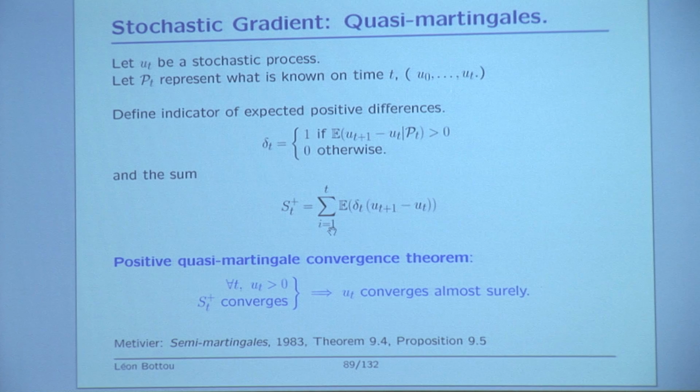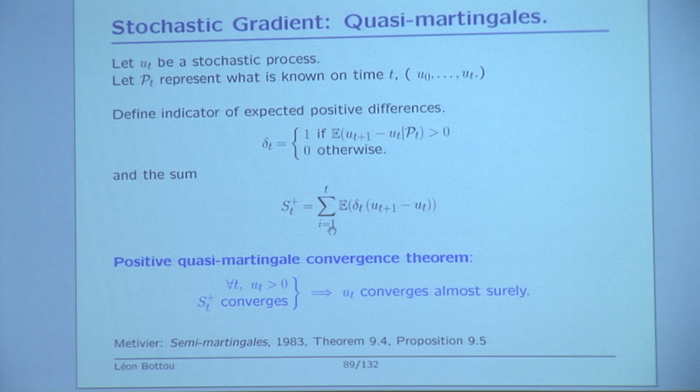So consider a stochastic process u_t, and I have a notation P_t. There is a technical thing that goes with it that can be very complicated, but it's enough to understand that it represents everything that is known at time t. So all the u_0 to u_t, all the x up to t minus 1, and so on.